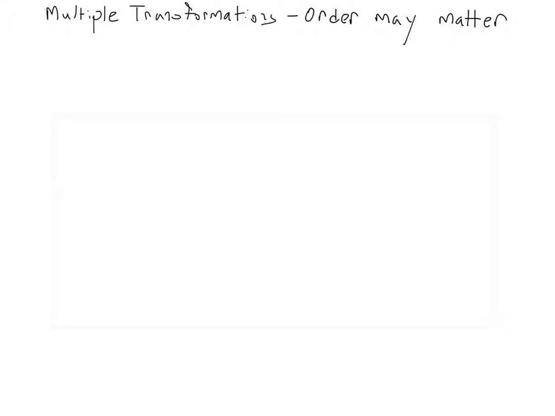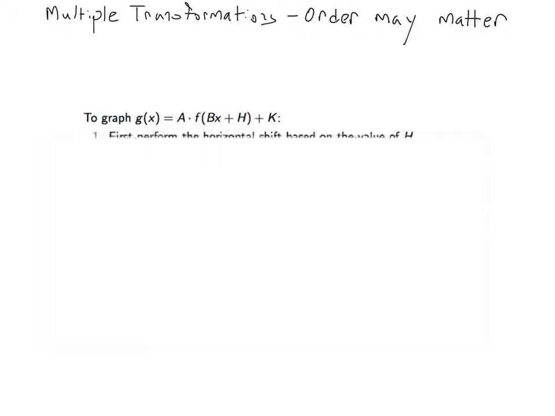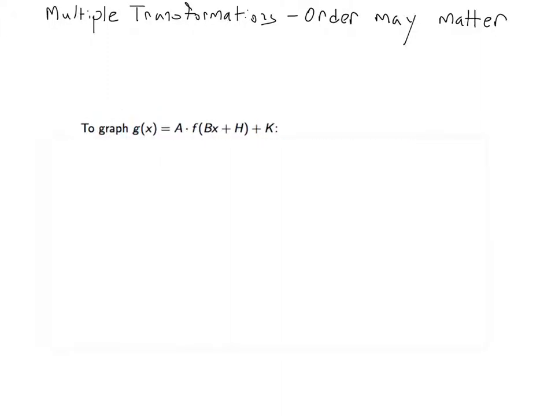So for example, if I were looking at something like this, the graph of A times f of b x plus h plus k. Okay, well there's a whole lot of transformations going on here. And so let's think about a system for applying these so that we can avoid any trouble.